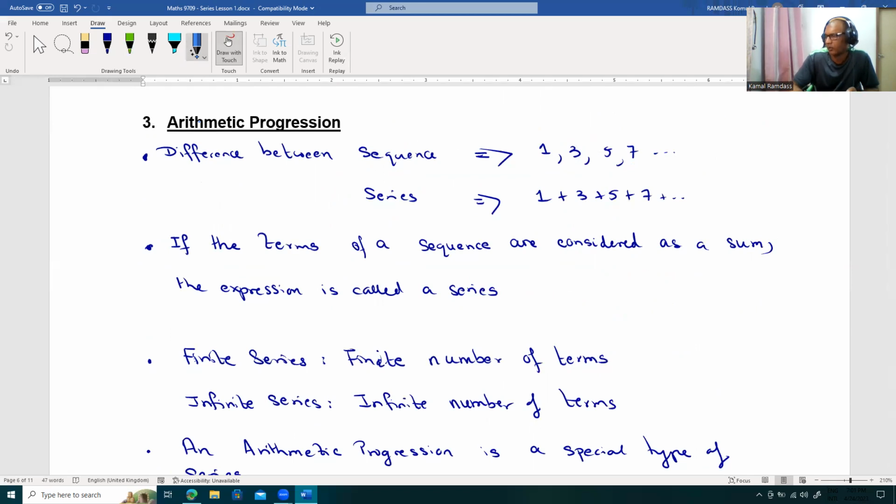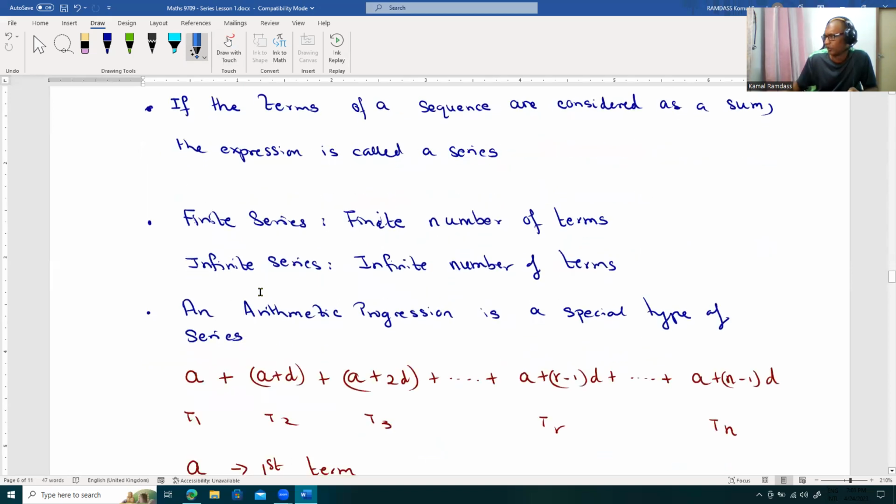Of course, there is a finite series, a series which has a finite number of terms, and an infinite series, a series which has an infinite number of terms. For example, if we have 1, 3, 5, 7 and it stops there, it's a finite series. And if we have 1, 3, 5, 7, 9, 11, 13, and so on to infinity, it's an infinite series. An arithmetic progression, also called AP, is a special type of series.